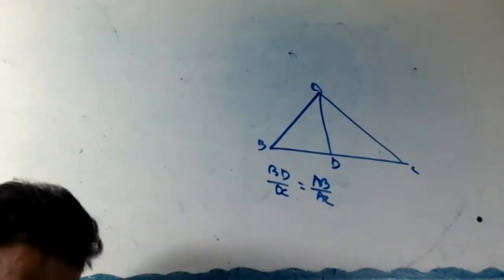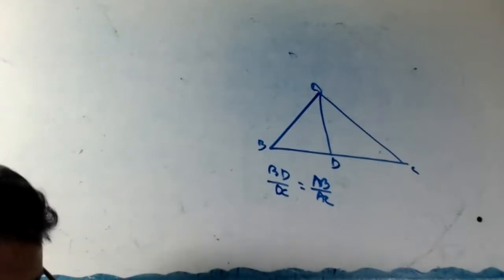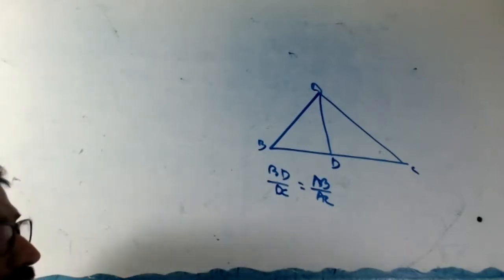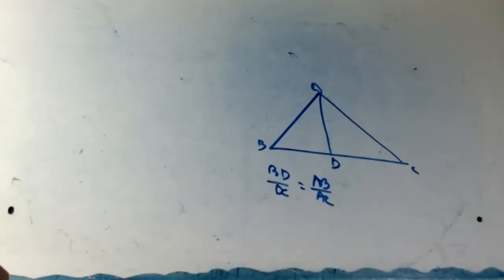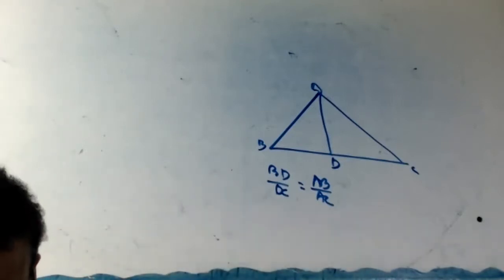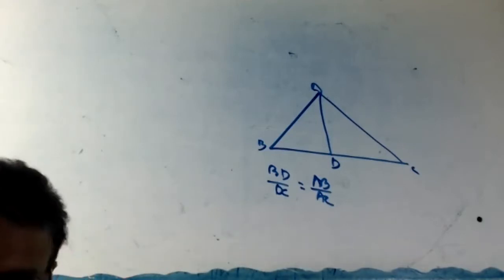Question again. D is a point on side BC of triangle ABC such that BD by DC equal to AB by AC. Show that AD is the bisector. Okay, I'll give a hint. A similar question we did today. Okay, you remember or not?